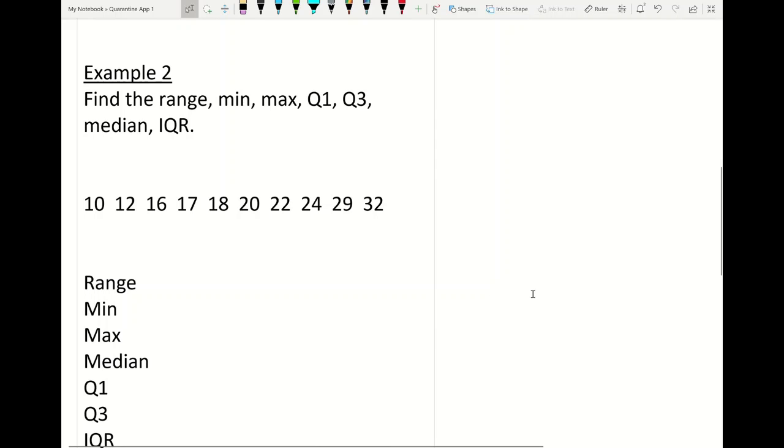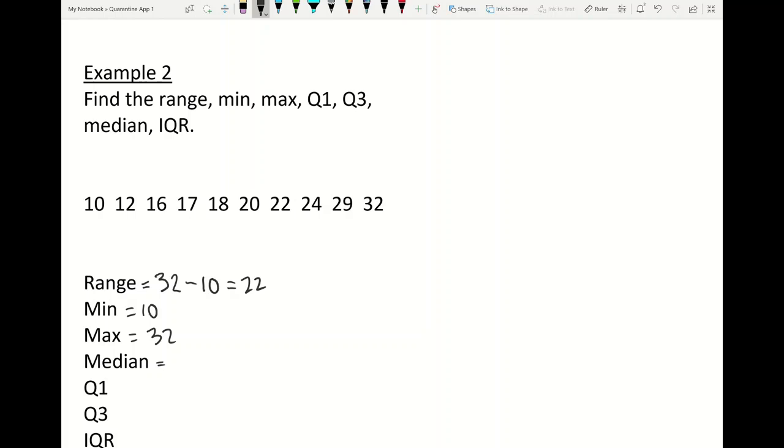For example 2, overall we will use the same method. However, there is a slight difference. But first, let's start by finding the range. So why don't you help me out here? How do you find the range? It's the maximum minus the minimum. So it's 22. The minimum is 10. The maximum is 32.